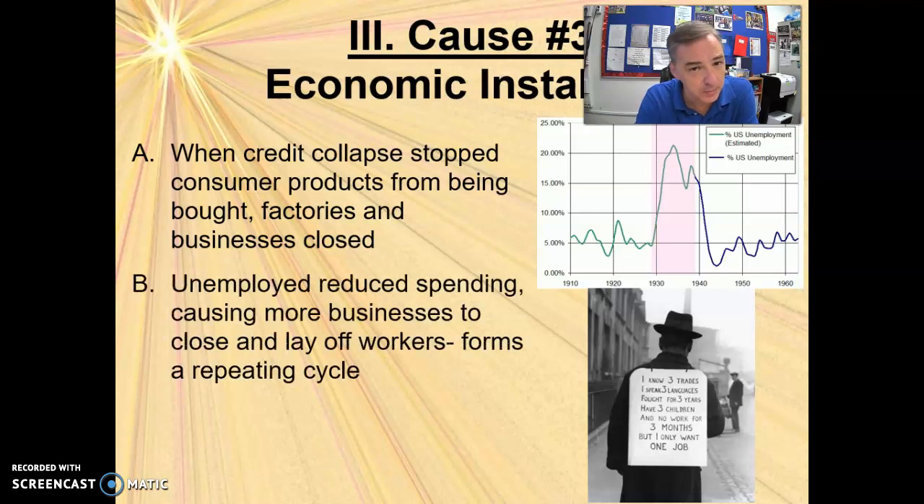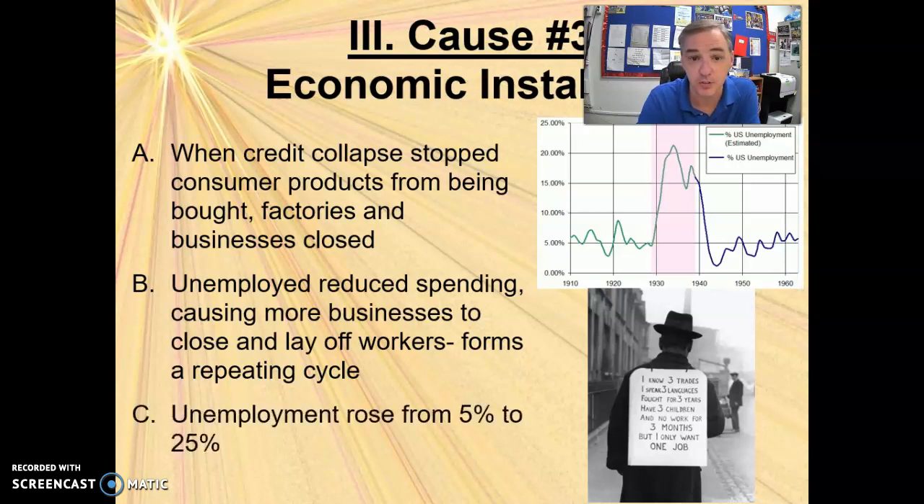Well, that becomes a cycle. Those unemployed people can no longer continue buying what they like to buy: clothing, machines, cars, houses. And so you begin to see more businesses closing and more layoffs occur. It becomes a vicious cycle. And that economic instability would see unemployment go from 5% to 25% in less than 4 years.